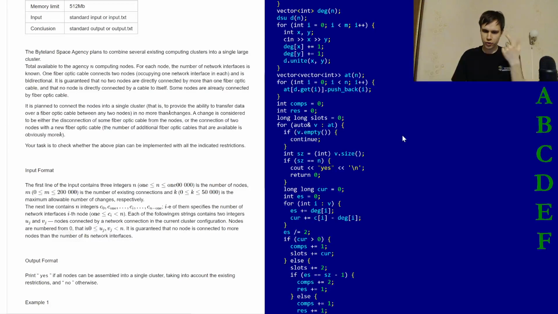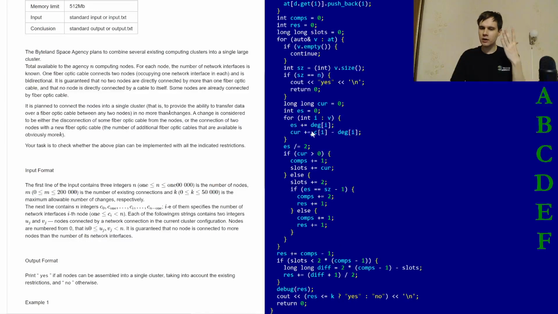And we have some free slots, I call them, like free connections, right? So how many more edges we can connect to this component. And there are cases, again, if we have at least one slot in a component, then we don't need to actually do anything inside the component, probably, but we'll see later.